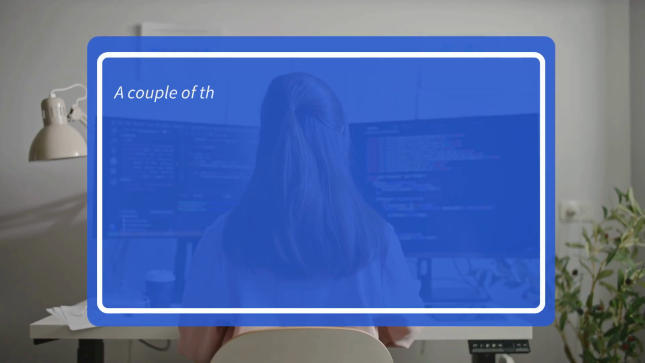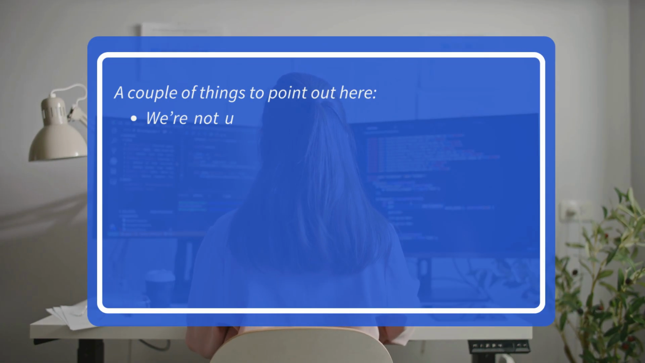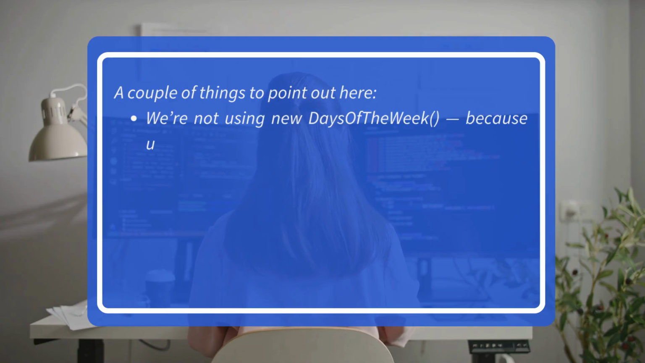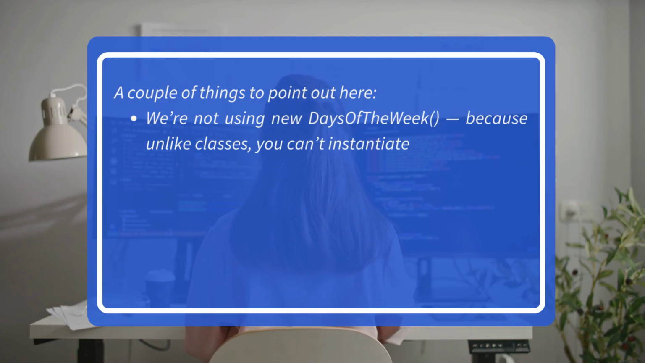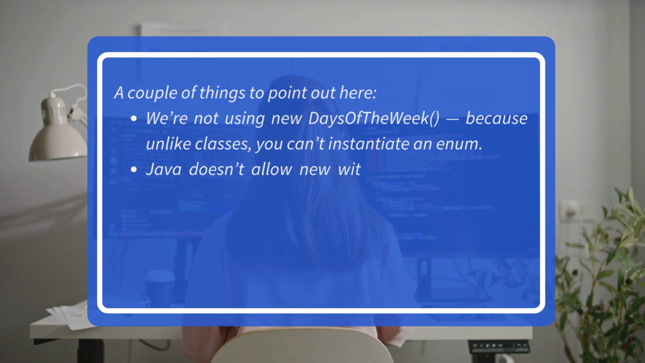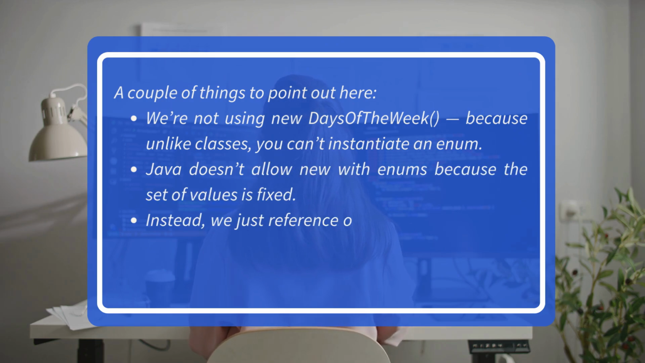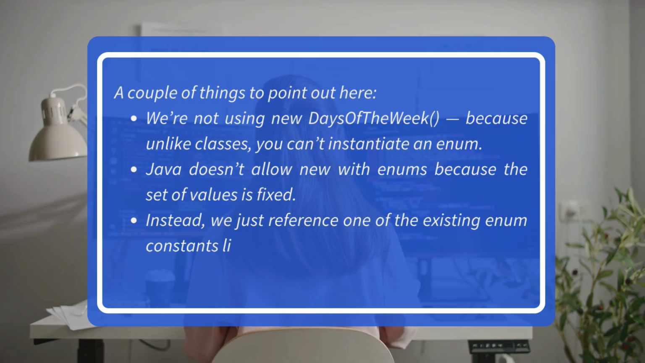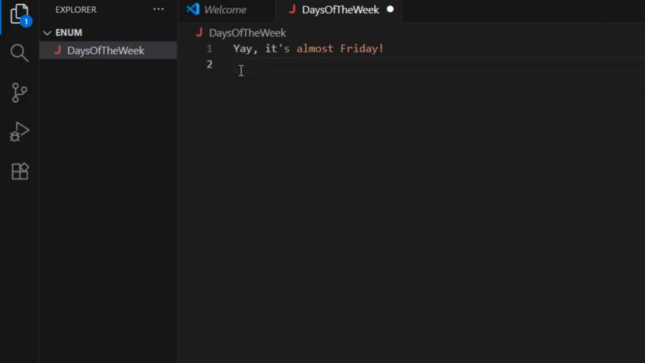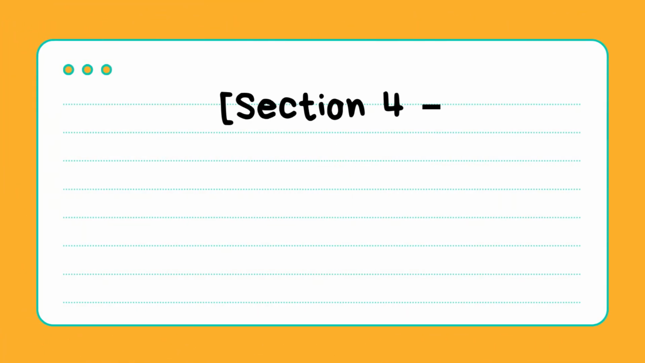A couple of things to point out here. We're not using new DaysOfTheWeek, because unlike classes, you can't instantiate an enum. Java doesn't allow new with enums because the set of values is fixed. Instead, we just reference one of the existing enum constants like DaysOfTheWeek.THURSDAY. When we run this, it prints, "Yay, it's almost Friday." Nice and simple.